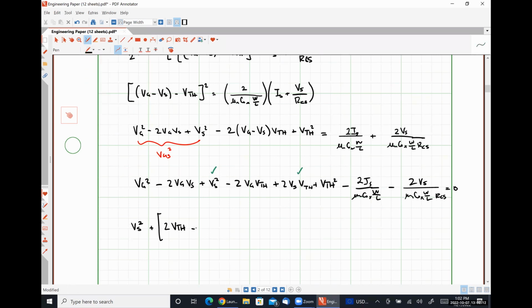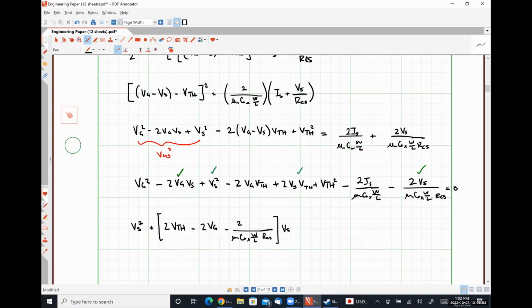I have a minus 2 VG term coming from here. I have a minus 2 over mu n Cox W over L times the RCS term that's coming from this guy. And all of this is being multiplied by VS. I think I've got my signs right and I've accounted for all the terms.